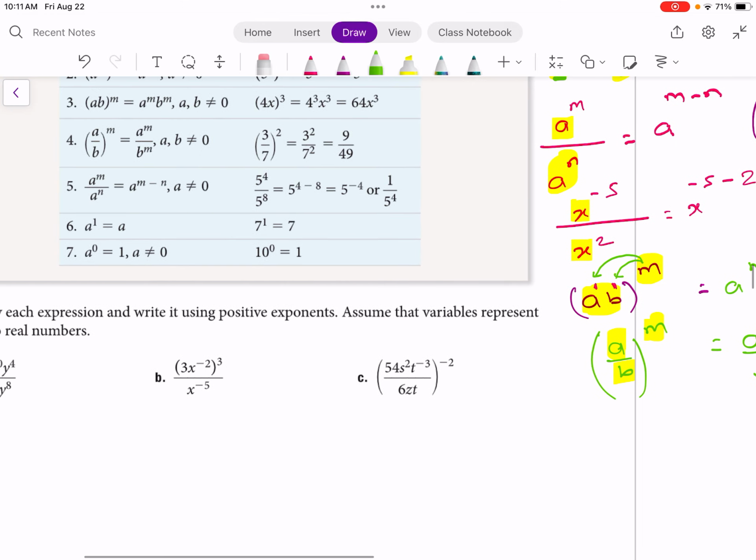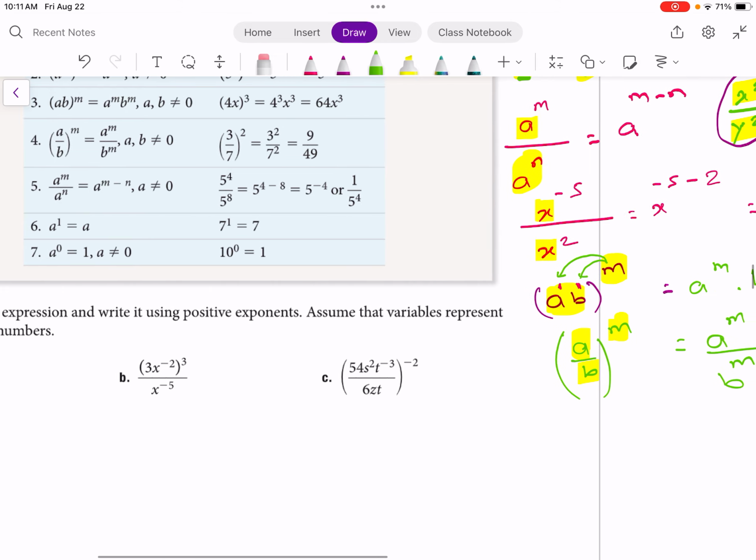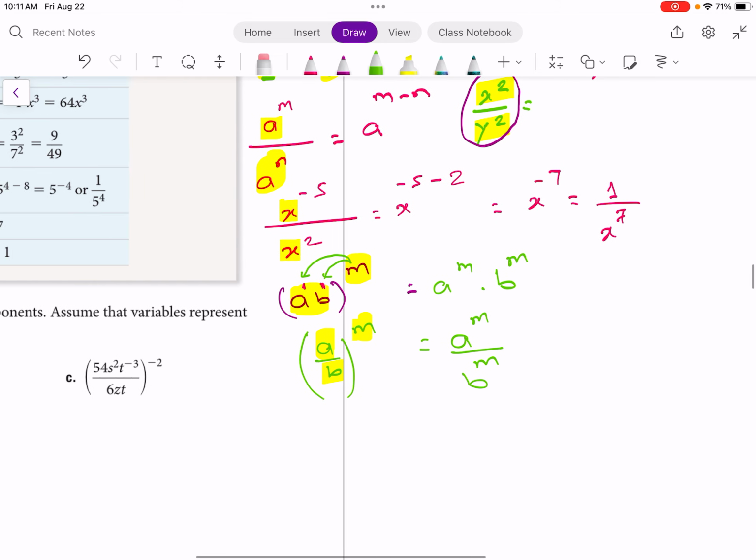The next one: if we have an exponent, a to the power 1 is always equal to a, right? Like 100 to the power 1 is 100, 1 to the power 1 is 1, 10 to the power 1 is 10, 1.5 to the power 1 is 1.5.